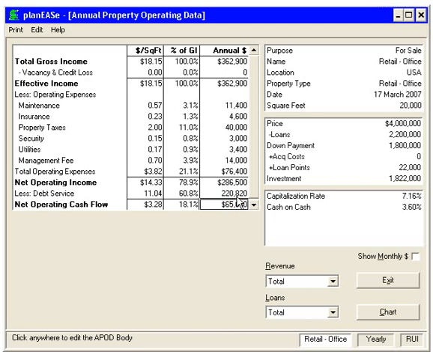So this assumes that you would know the person that was going to buy the property and what kind of loan they would be able to get. Currently, we're looking at the first year. But what is the first year?